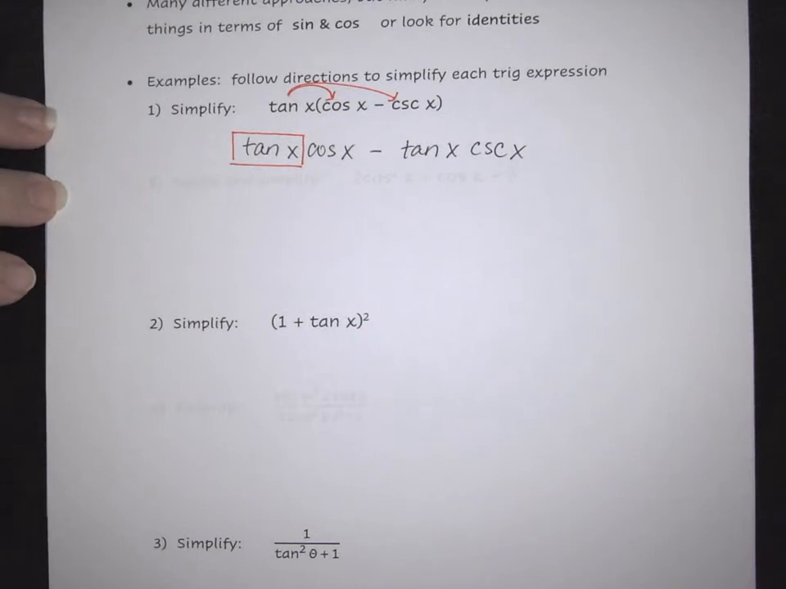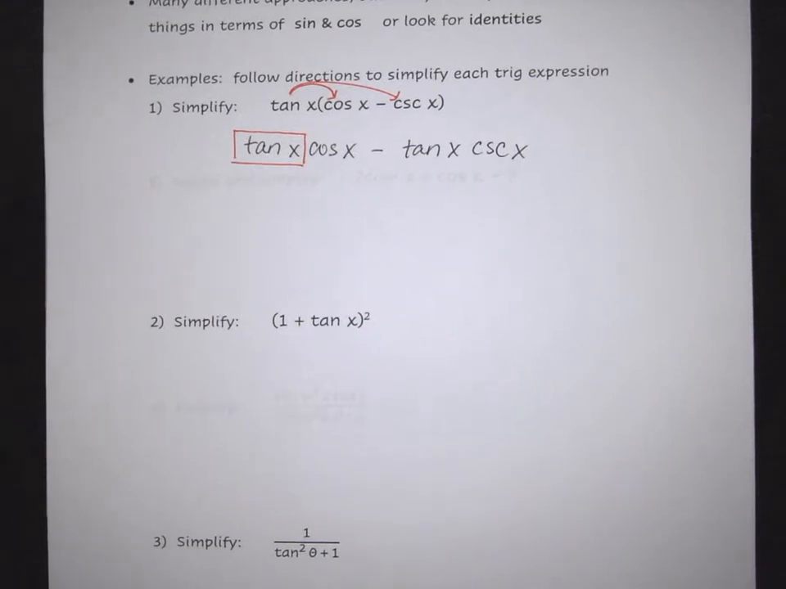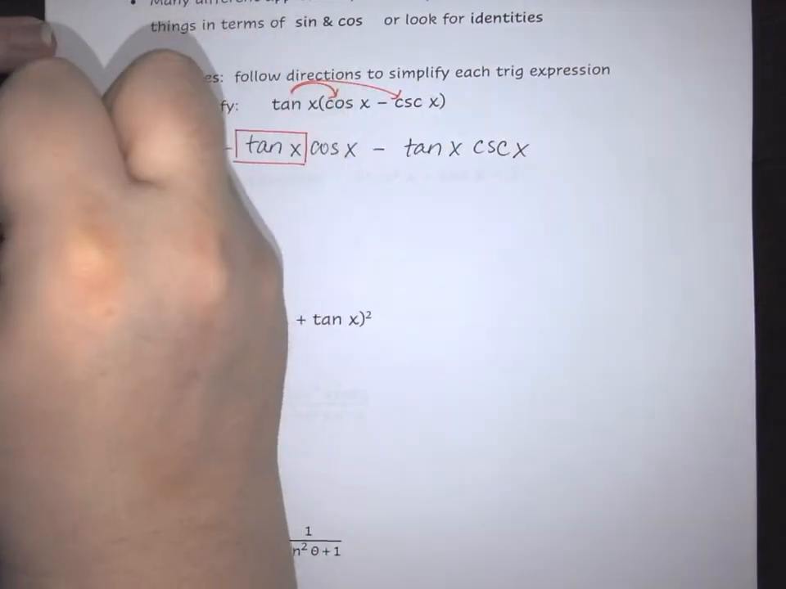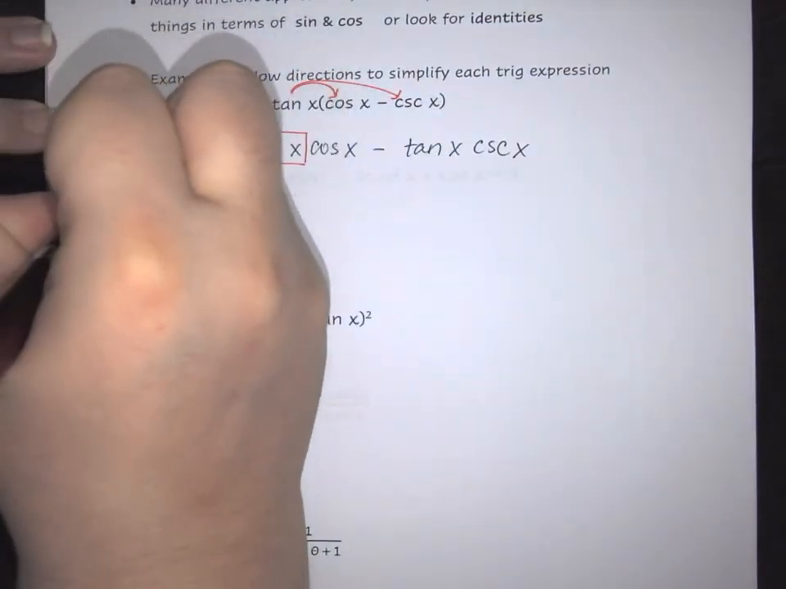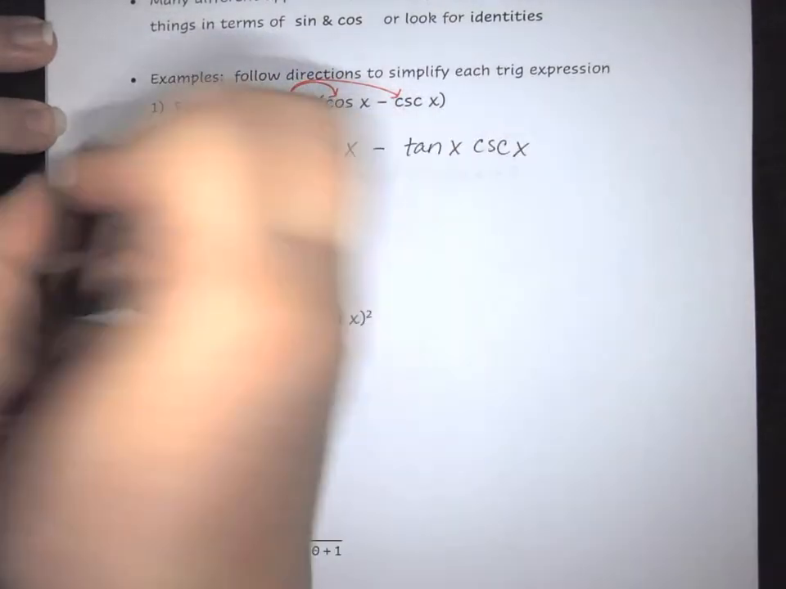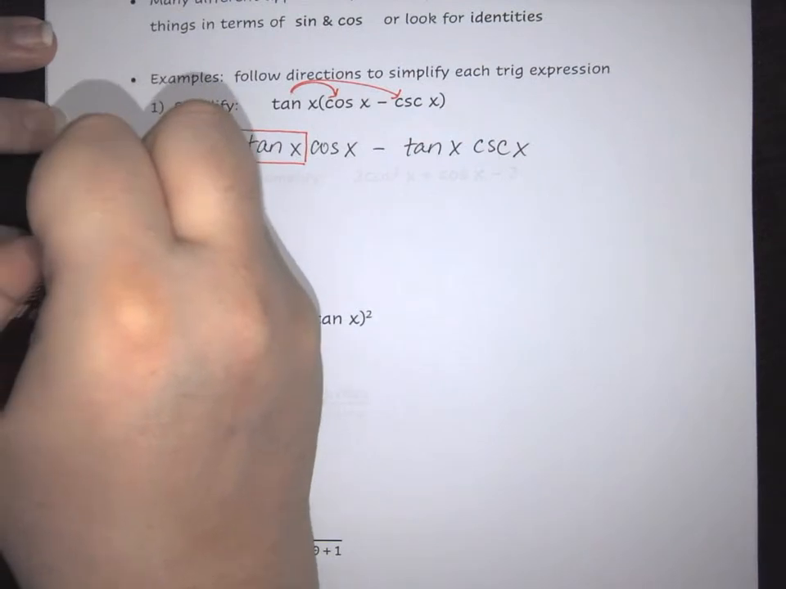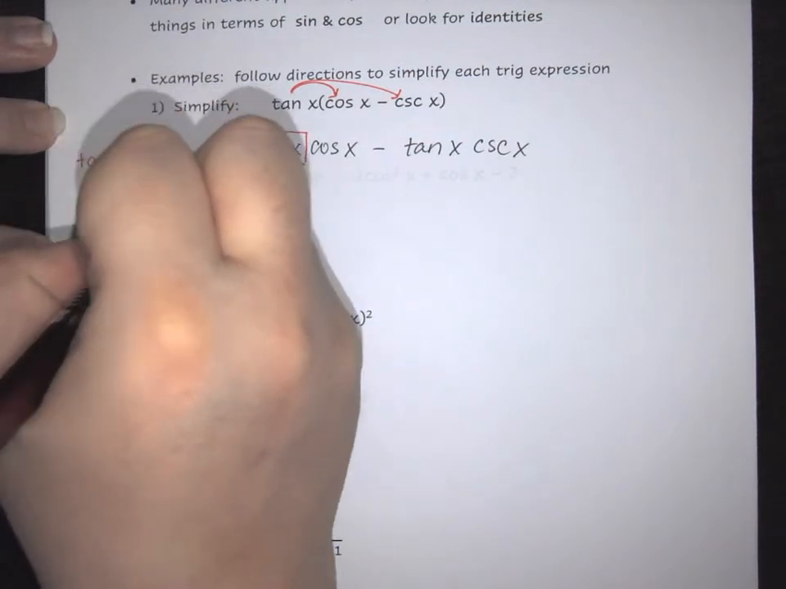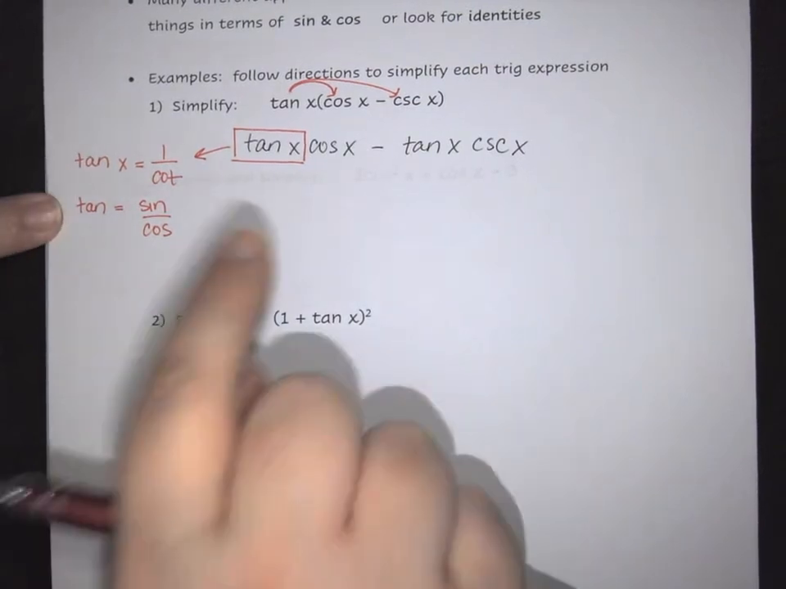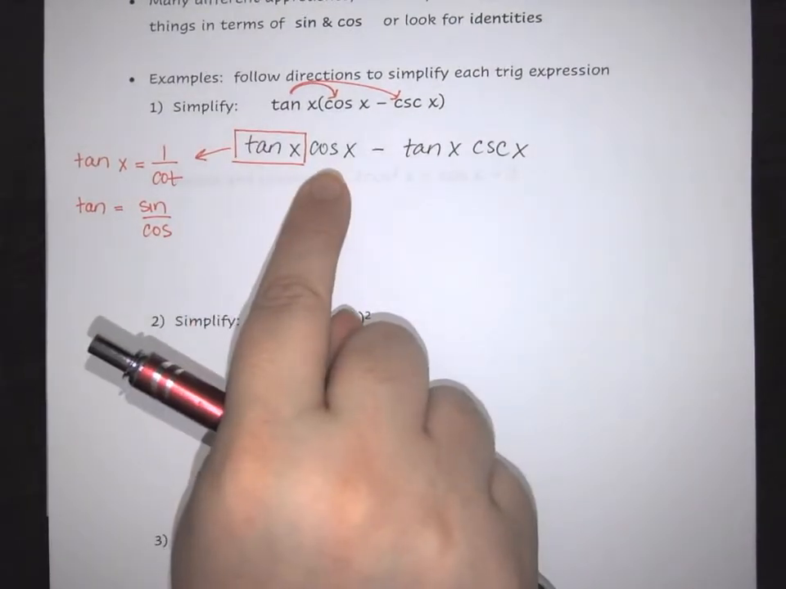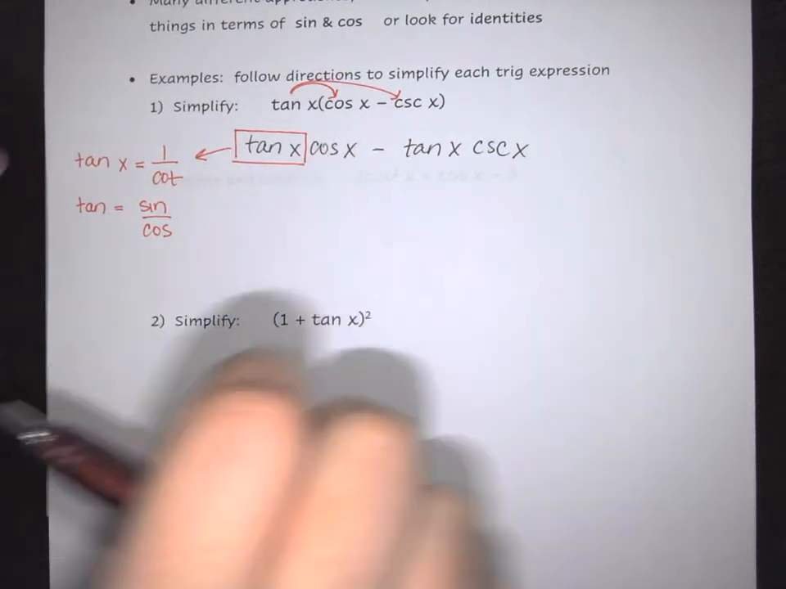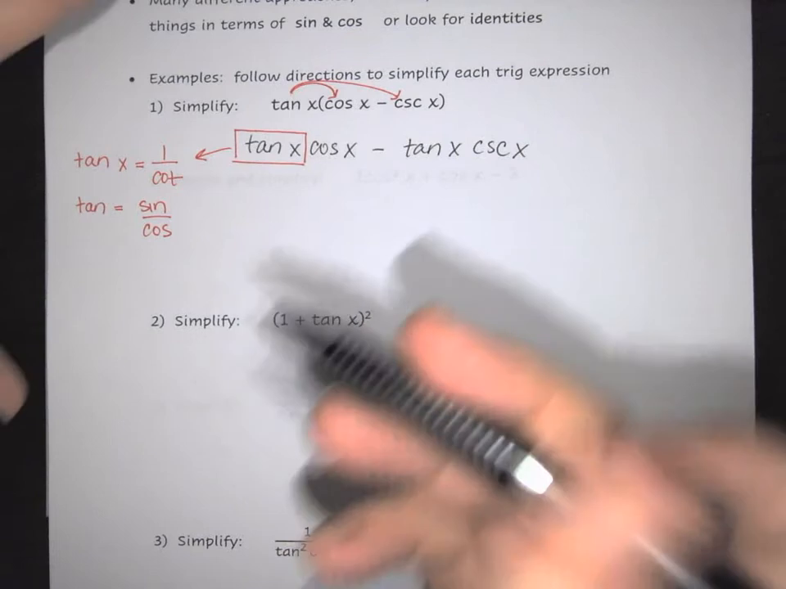And those identities being that we know your tangent of x can be the same as 1 over the cotangent, and we know that the tangent can be the same as sine over cosine. So how do we determine which one to use? Well, you have to look at what you also have in your problem. And in this case, I have a cosine here. So the identity that I want to use is sine over cosine.